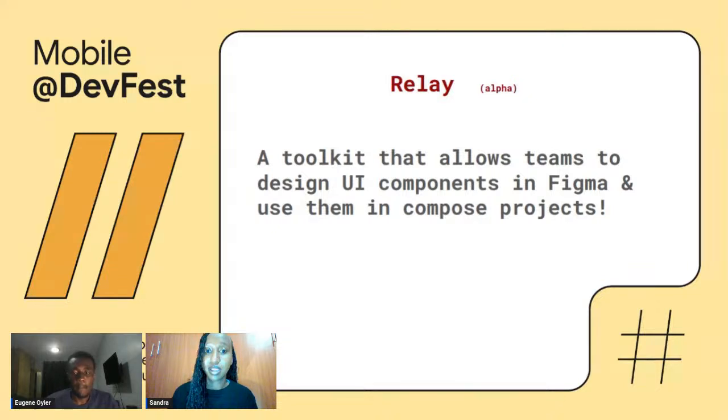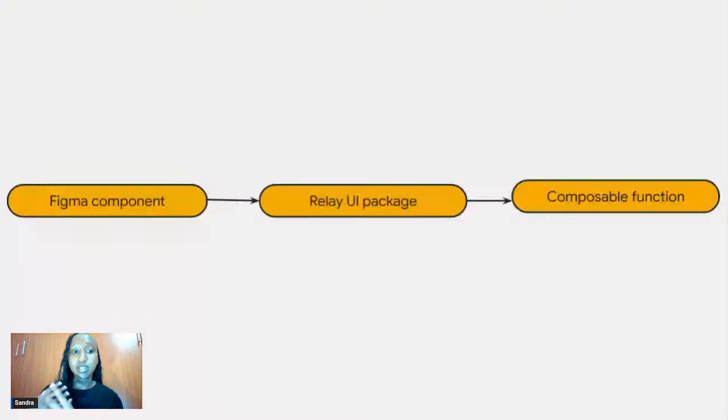And we're going to explain the process, the overview of what it does generally. What it really does is convert a Figma component into a Relay UI package, and then the UI package is imported to the Android Studio IDE, and now it's converted into a composable function. In Figma itself, the design environment, you can get your components, and then Relay is going to make that into a package, and then it's going to be translated to Jetpack Compose code.